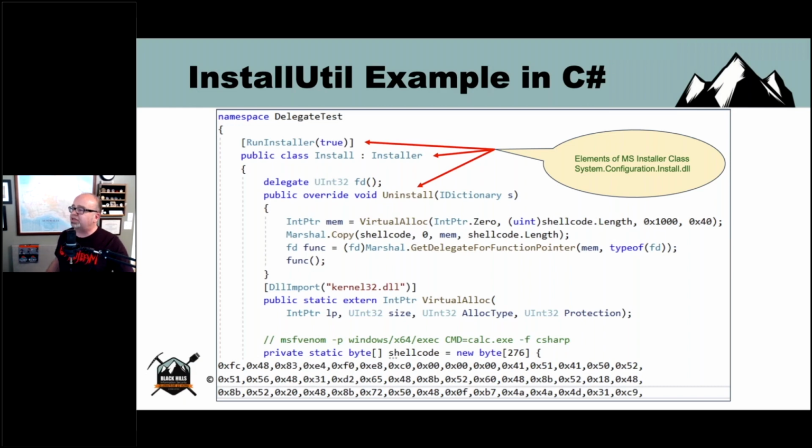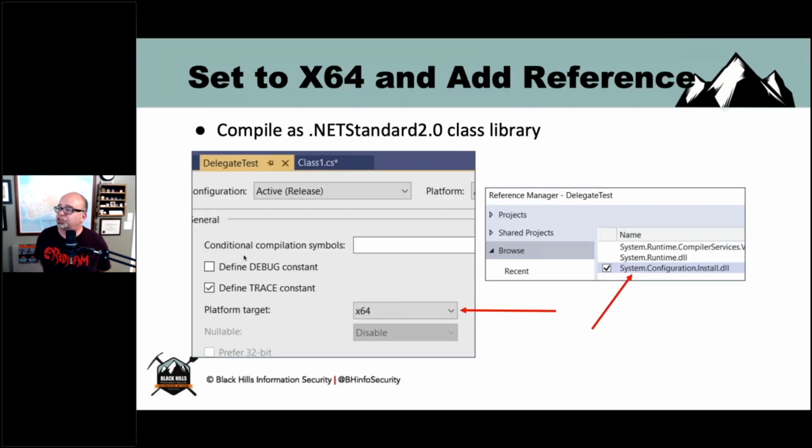So what I've done here is I have the uninstall method sitting here, public override void uninstall. I'm using VirtualAlloc to allocate some memory. I'm copying the shellcode into that memory, and then I am creating a function pointer directly to that shellcode and then invoking that function pointer. And what do you know? You have executing shellcode.